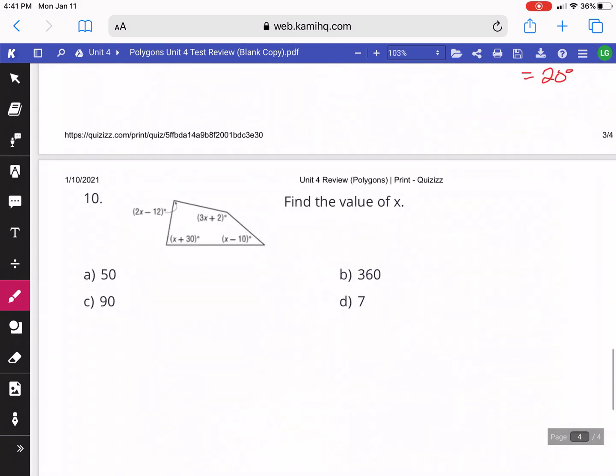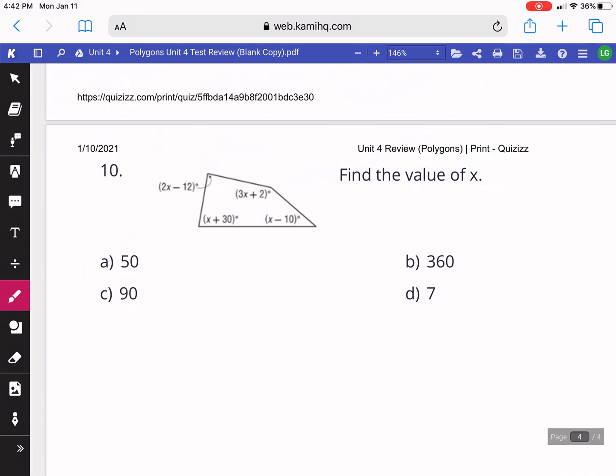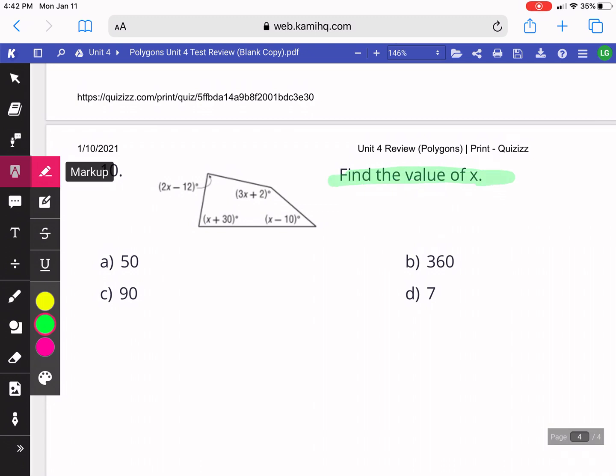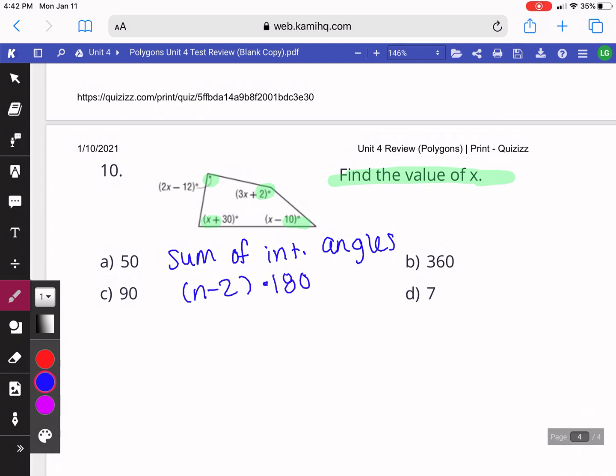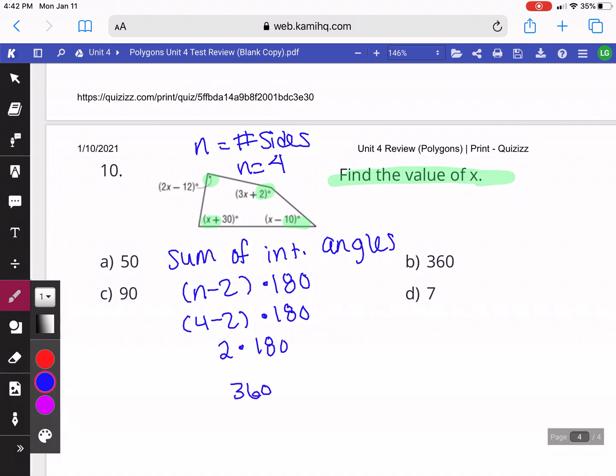And then the last thing we're going to review is applying this to algebra. So when you have a figure here, they want us to find the value of x. If you notice, all these x's are parts of the interior angles. So one way to start this problem would be to find the sum of the interior angles. And I'm going to use that formula, the n minus 2 times 180. N, remember, means the number of sides. For this particular picture, it has 4 sides. So I would do 4 minus 2 times 180, and 2 times 180 gives me 360 degrees.